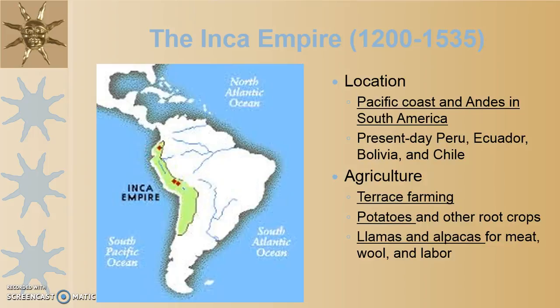They were able to carve steps into the mountainside to create fields where they could grow crops on this very fertile land that's along the mountainsides. Their main staple is actually potatoes. They also grew other crops like yams, and they used llamas and alpacas for meat, wool, and labor as well.